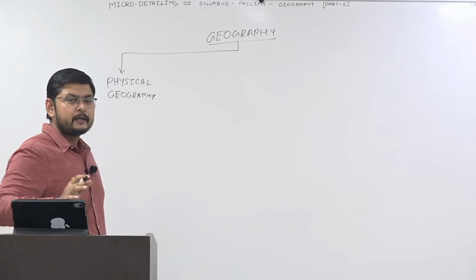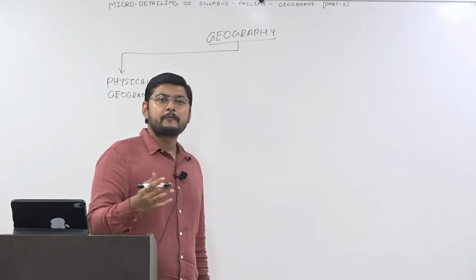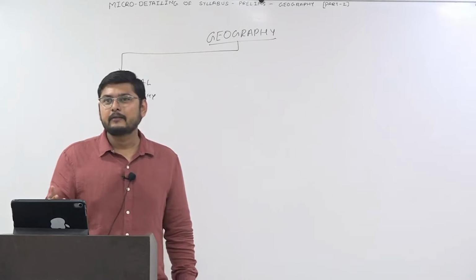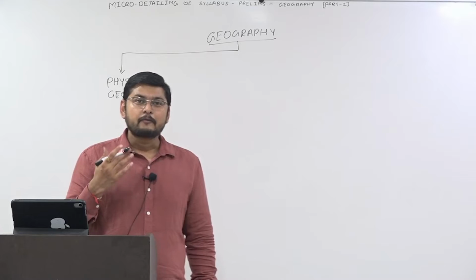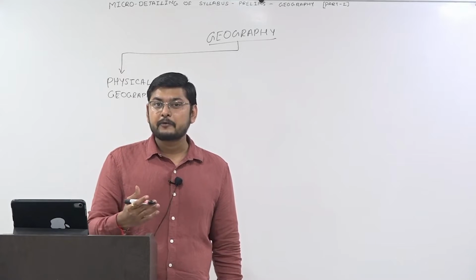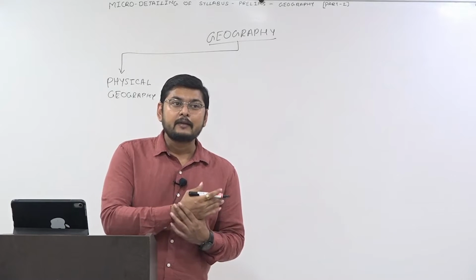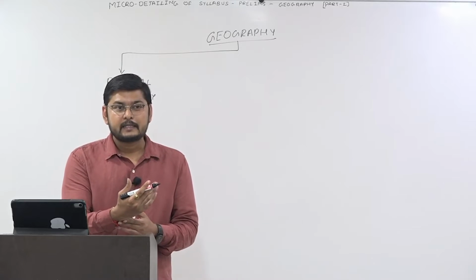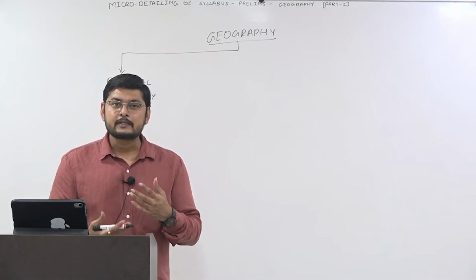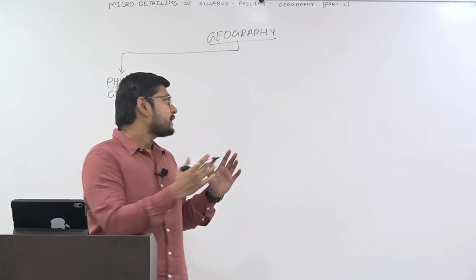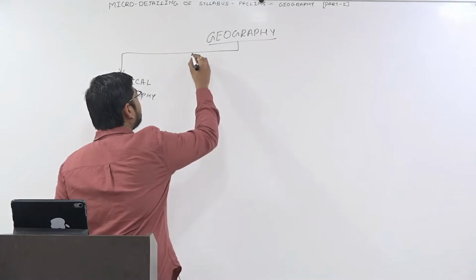Physical geography is quite related to the physical aspects. For example, we see the interior of Earth, the formation of Earth, the origin and evolution of Earth and the solar system. Then we dive into the formation of continents and oceans through various theories. So this is the part of physical geography.